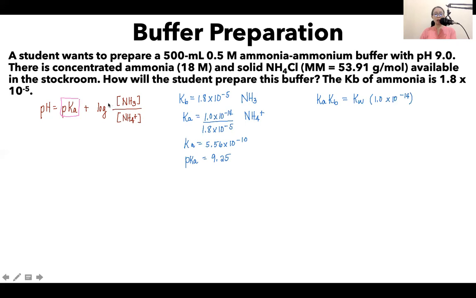What other given information do we have? We have the target pH, pH 9. That will be the value that you will substitute for pH in this equation. Now, we don't know the concentration of our components. Always remember that when you are given the concentration of a certain buffer system, if you are not given the individual concentrations of your components, something like a 0.5 molar buffer, it doesn't mean that you have 0.5 molar ammonia and 0.5 molar ammonium. No, this 0.5 molar is the total concentration of the two components.